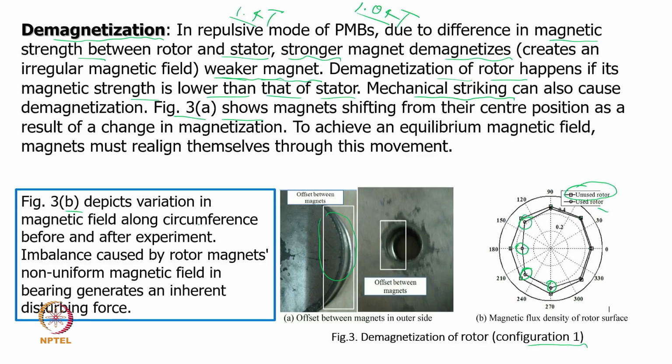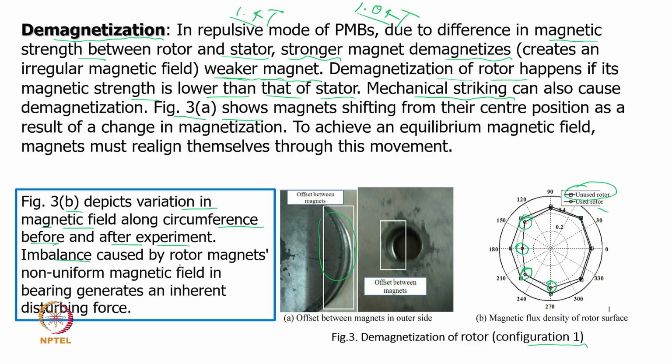The figure 3.3b depicts a variation in magnetic field along the circumference before and after the experiment. So, before the experiment we do not find much variation across the surface. There is a difference: the stator magnet had a high magnetic field, at 1.4 Tesla, while the rotor had 1.04 Tesla, but in this case even the 1.04 Tesla was further reduced.